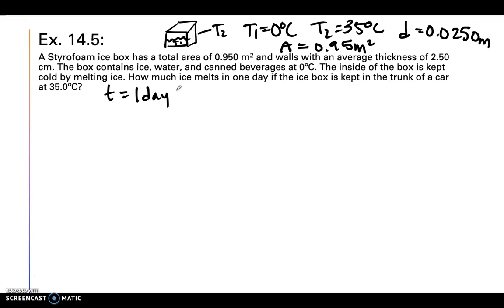And we know that we need to convert that into seconds, so let's go ahead and do that real quick. So in 1 day there are 24 hours, and in 1 hour there are 3,600 seconds. Okay, so our total time is 86,400 seconds.